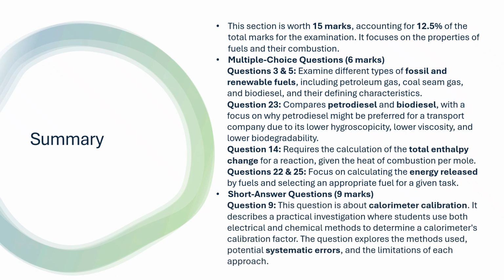Question 9. This question is about calorimeter calibration. It describes a practical investigation where students use both electrical and chemical methods to determine a calorimeter's calibration factor. The question explores the methods used, potential systematic errors, and the limitations of each approach.